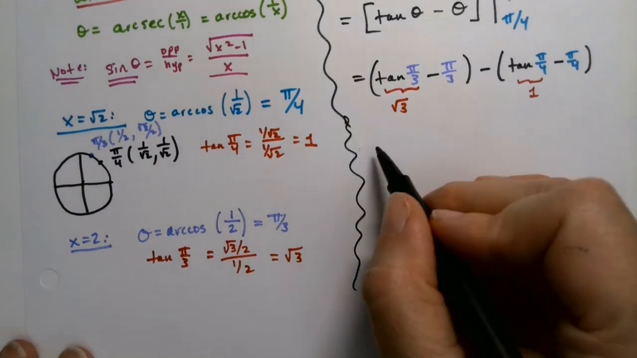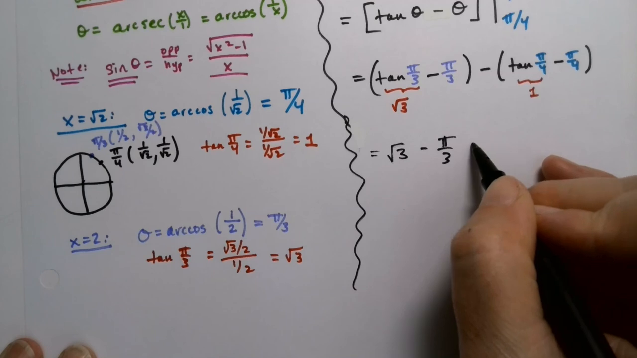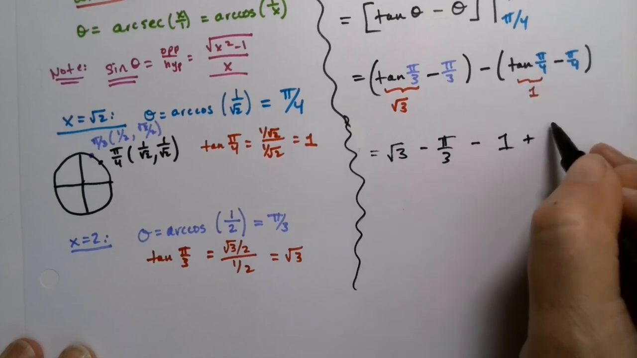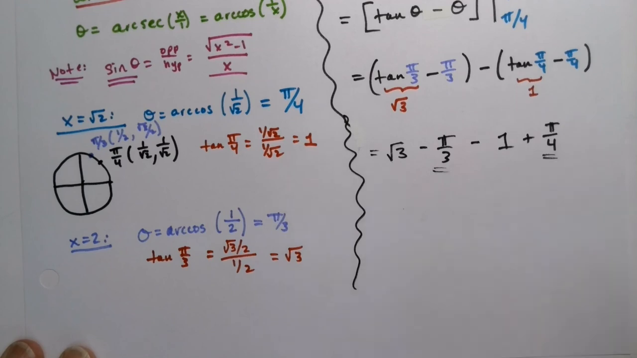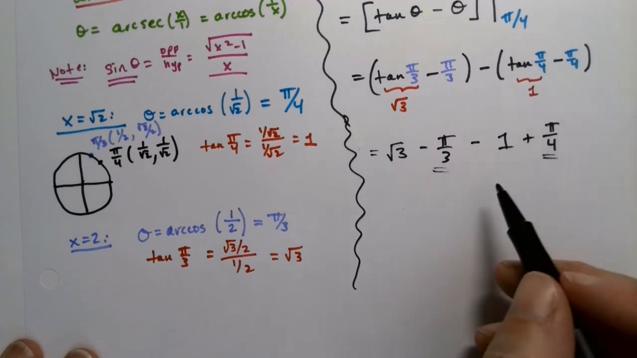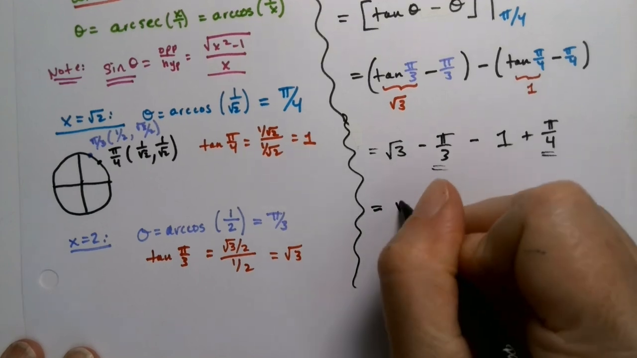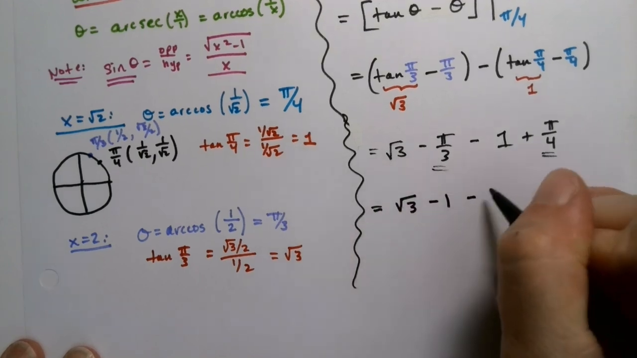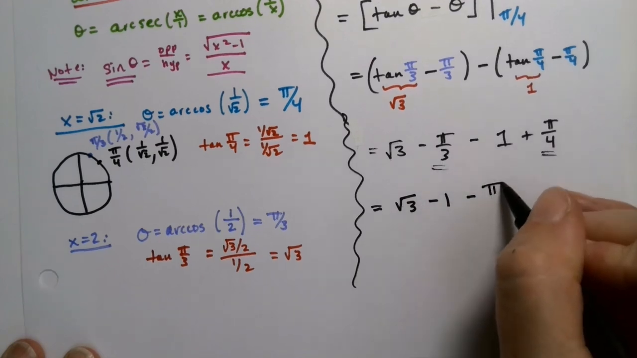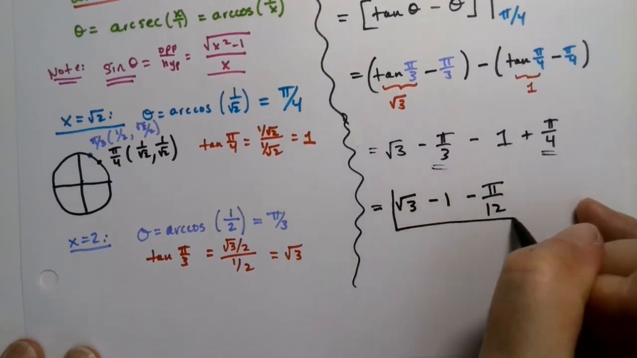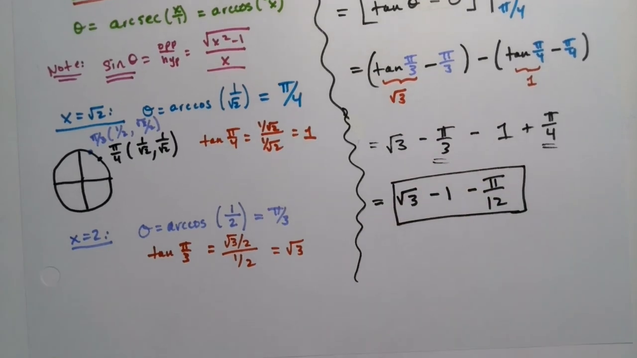So our final result is the square root of 3 minus pi over 3 minus 1 plus pi over 4. And the only thing else we can do is we can combine the two pi over 3s and pi over 4s because they both have pi in them. So it's the square root of 3 minus 1 minus, and this is 4 over 12, and that's 3 over 12. So that's pi over 12. And of course, you're welcome to come up with a decimal approximation if you so desire.